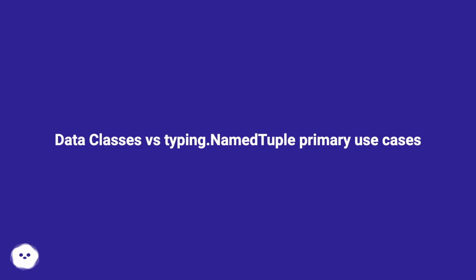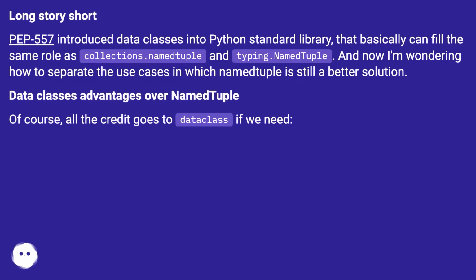Data classes versus typing.NamedTuple primary use cases. Long story short, PEP 557 introduced data classes into the Python standard library that can fill the same role as collections.namedtuple and typing.NamedTuple. And now I'm wondering how to separate the use cases in which NamedTuple is still a better solution. Data classes' advantages over NamedTuple.